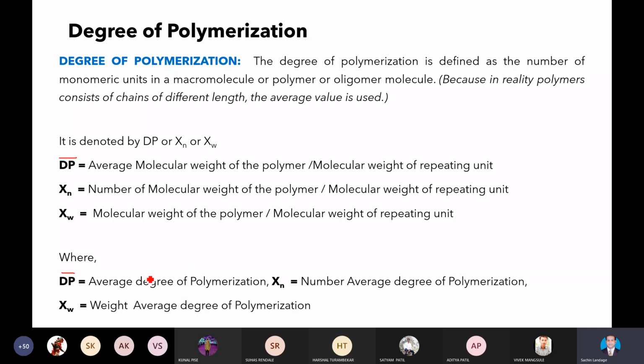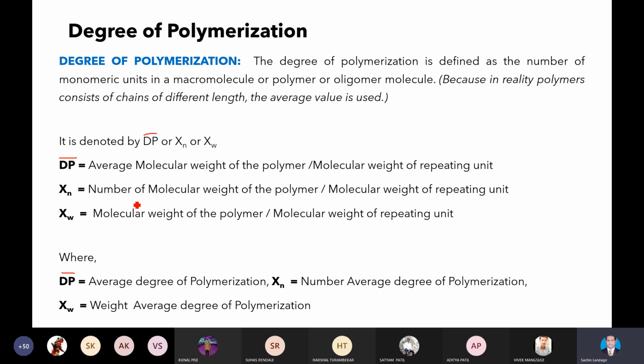Now whenever there is a bar, it means that it is an average degree of polymerization. It is denoted by DP bar, Xn, or Xw. Now what does it mean? DP bar means the average molecular weight of the polymer divided by the molecular weight of the repeating unit. That is nothing but the DP bar.